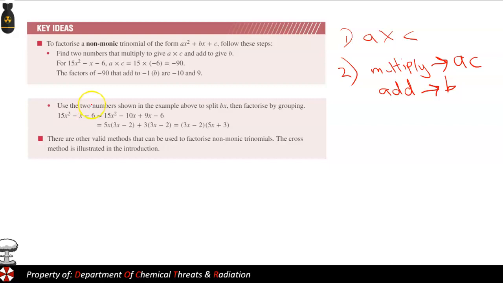We then use the two numbers in the example. So we've now got those factors. We've got 10 and -9. You use them to split the bx term, just like we saw in the previous example. So you can see over here, we've split it. We started with -1x. We've rewritten that as -10x plus 9x, which is still -1x.